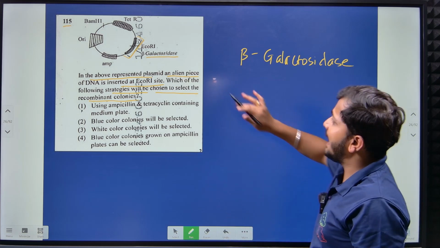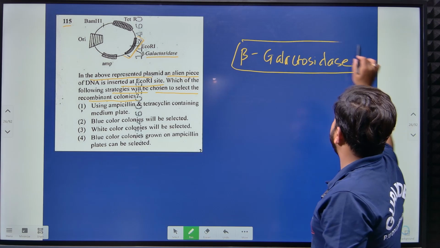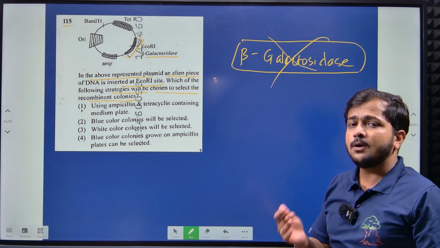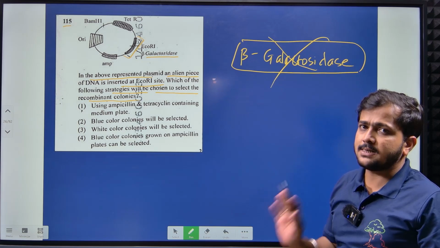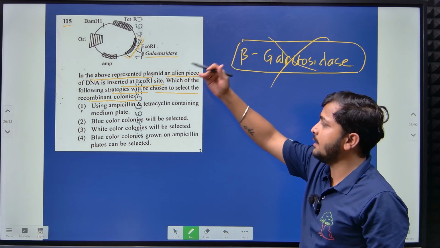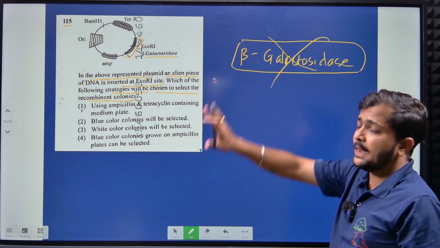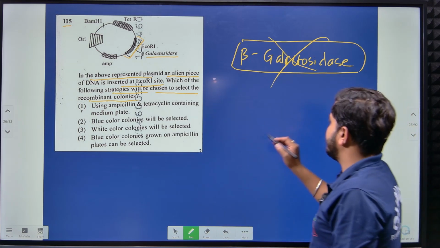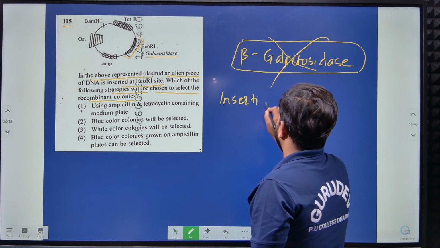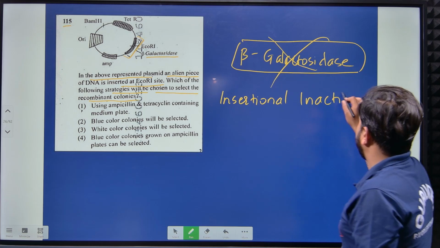So when I add it, what will happen? This beta galactosidase activity will get nullified, which is not going to code for the beta galactosidase enzyme now. There my gene of interest will get inserted. Now this is purely an example of insertional inactivation, right? Insertional inactivation.